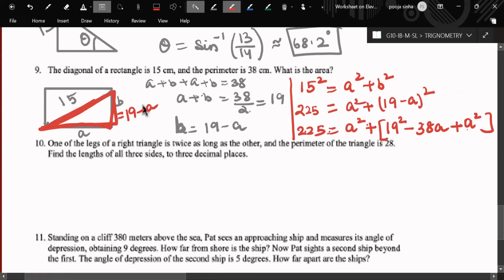Perimeter is 38, so twice of A plus twice of B is equal to 38. So A plus B is only 19. From there, can I say that B is 19 minus A? Now I'm applying Pythagoras theorem. It's a right angle triangle, and 15 is the hypotenuse. So 15 square is equal to A square plus B square.